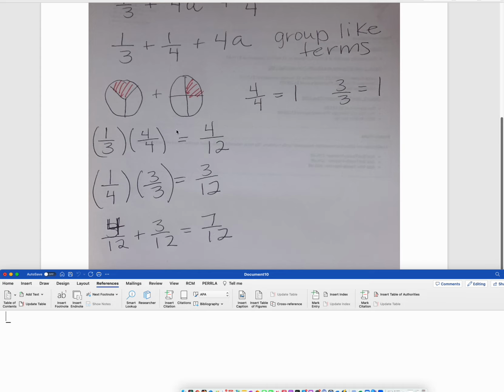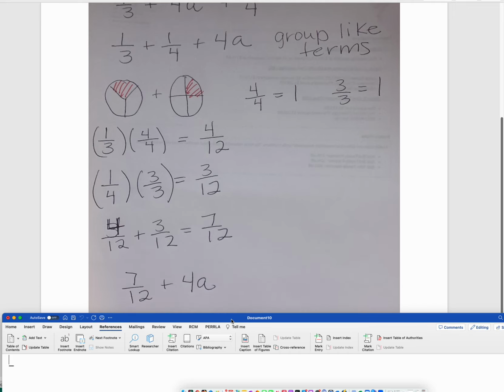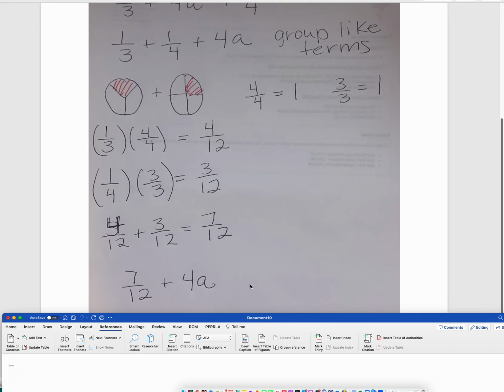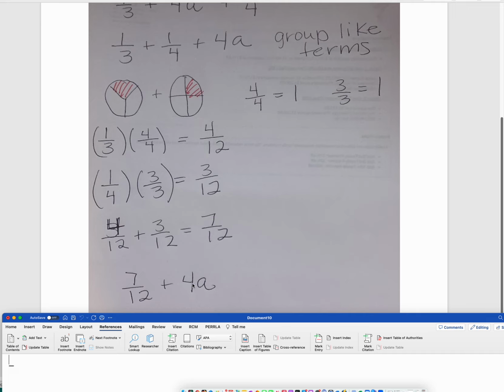There are 12 total. Just like here for the 1/4, there are 4 total pieces, and then it's just 1/4, so one of those 4 pieces. So then we have our 7/12, and then plus 4a, and there you have it. That would be your answer. We've combined the like terms.